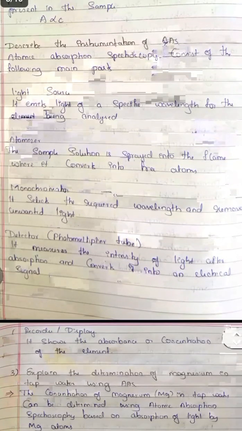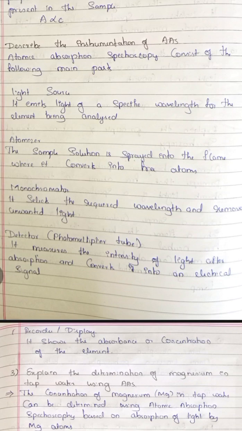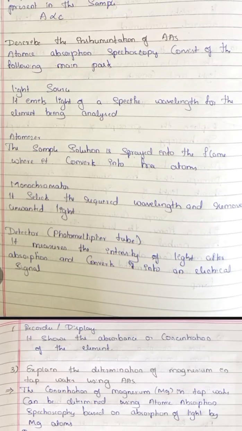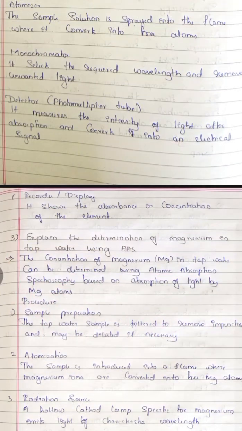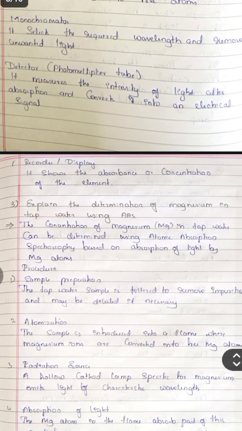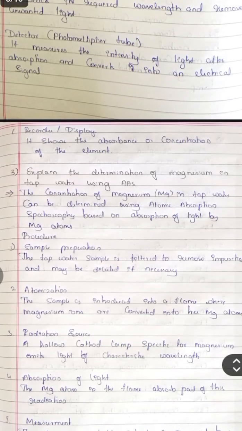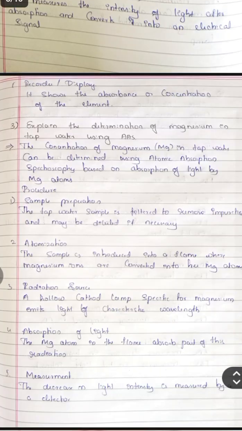Second, describe the instrumentation of AAS. Atomic absorption spectroscopy consists of the following main parts. Light source, it emits light of a specific wavelength for the element being analyzed. Second, atomizer. The sample solution is sprayed into the flame where it converts into free atoms. Monochromator, it selects the required wavelength and removes unwanted light. Detector, it measures the intensity of light after absorption and converts it into an electrical signal.